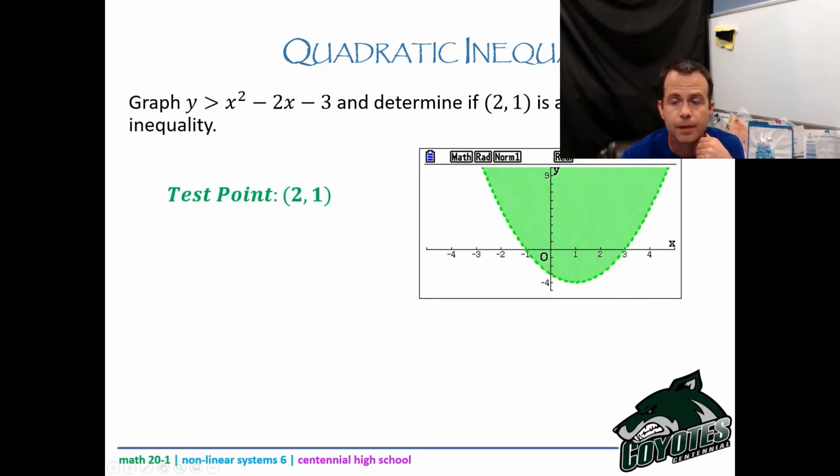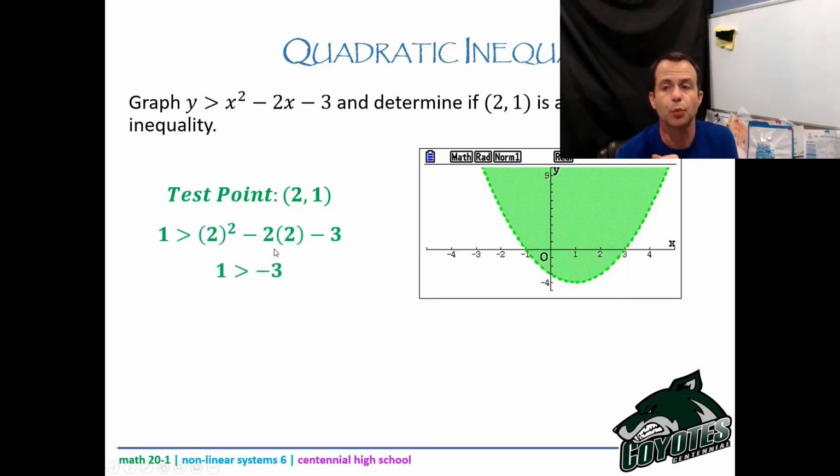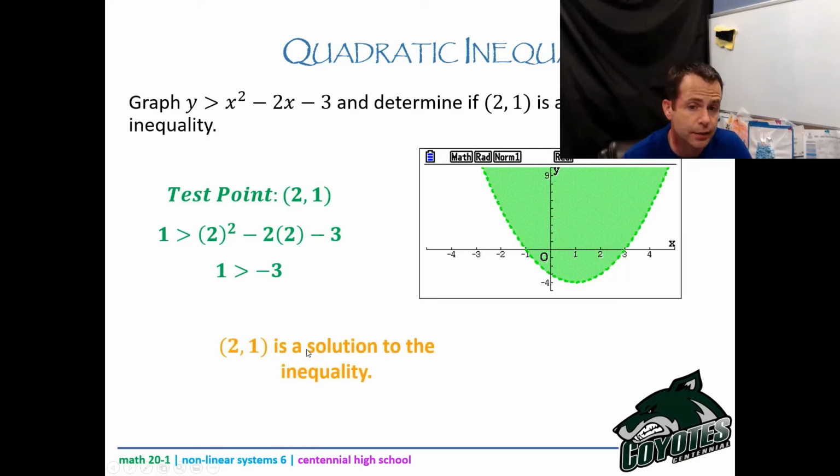okay? Now, we were asked to determine if (2, 1) was a solution. So that's my test point, (2, 1). I'm going to plug 2 in for x, 1 in for y, and see if I get a true statement, okay? So I plugged 1 in for y, I plugged 2 in for my x. I end up with a statement that reads 1 is greater than -3. Is that true? Yes, it is. Okay, so that means that (2, 1) is a solution to the inequality.